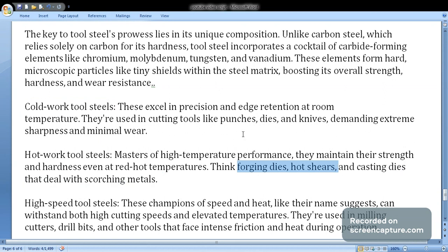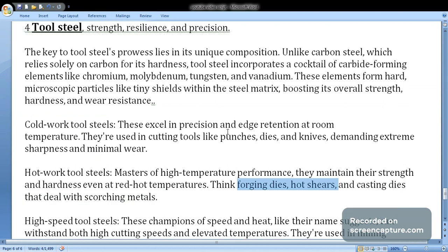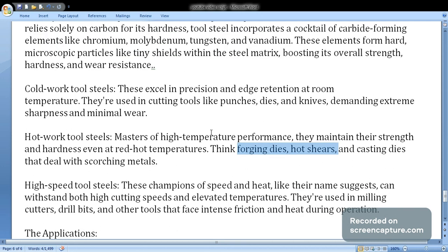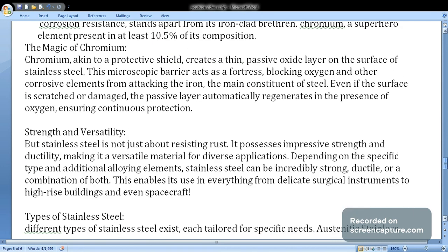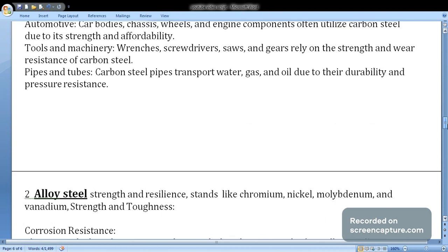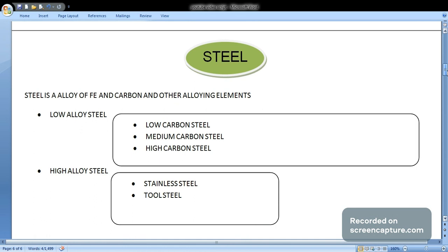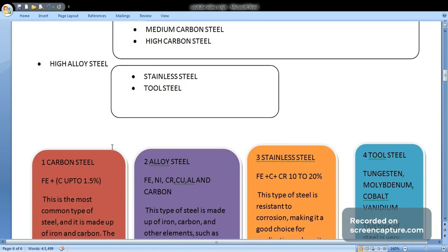Basically, they are mainly made of tool steel. So here is the brief introduction about tool steel, and in this video I have covered the four types of steel: carbon steel, alloy steel, stainless steel, and tool steel. So this is the complete introduction to steel.